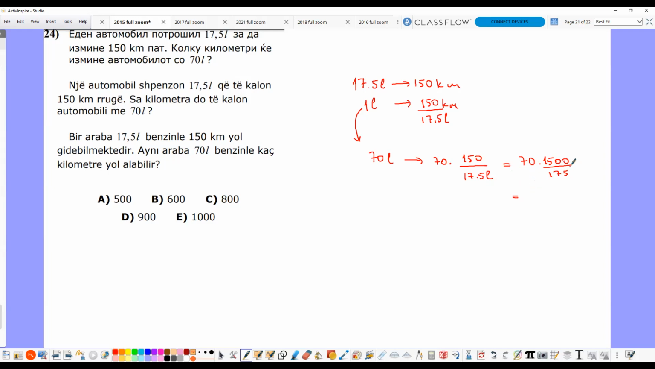Here 175 and 1500 are divisible by 25. If you divide by 25, this is going to be 60, and 175 divided by 25 is equal to 7. So the answer is 70 times 60 divided by 7. If you simplify, the 70 and 7 become 10 and 1. And the answer is going to be 600 kilometers.